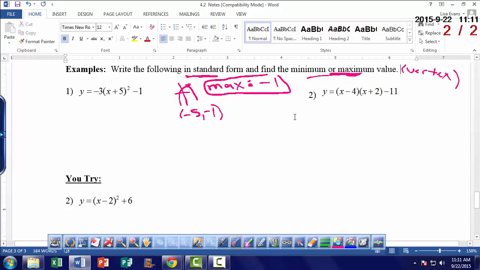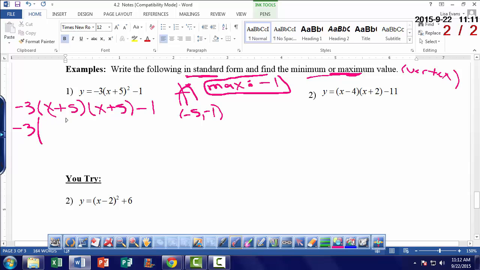Now what it does not answer is standard form. So I actually need to multiply this all out. I'm going to put -3 times x plus 5 times x plus 5. Remember, do not distribute this exponent. That's not proper order of operations. So the first thing I'm going to do is FOIL this. I'm going to write my -3 and go ahead and FOIL this.